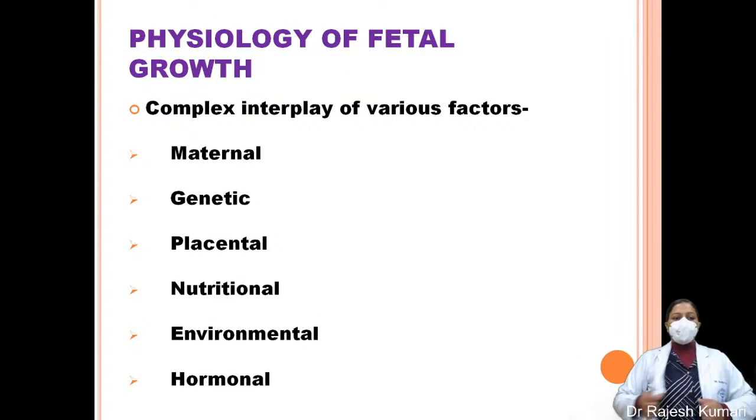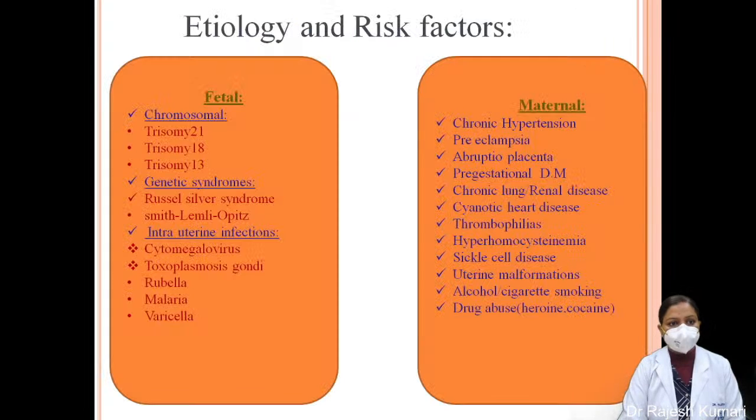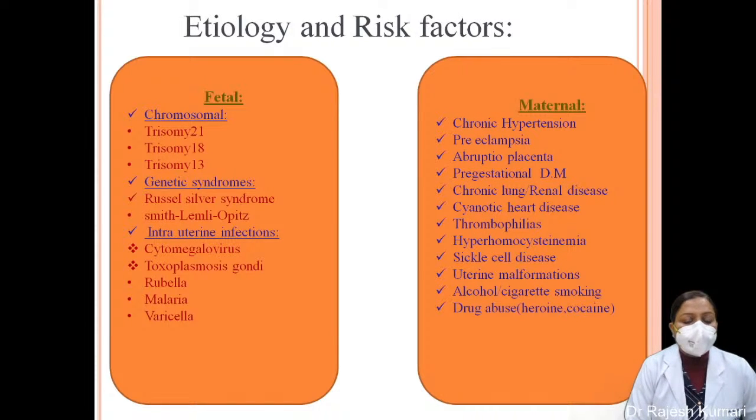So, physiology of fetal growth. This is a complex interplay of various factors like maternal, genetic, placental, nutritional, environmental, and hormonal. Etiology and risk factors. In fetal, there are chromosomal trisomy 21, trisomy 18, trisomy 13, some genetic syndromes, Russell-Silver syndrome, and intrauterine infections like CMV, Toxoplasma gondii, rubella, malaria, and varicella.